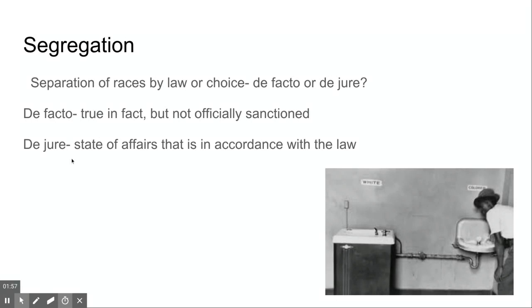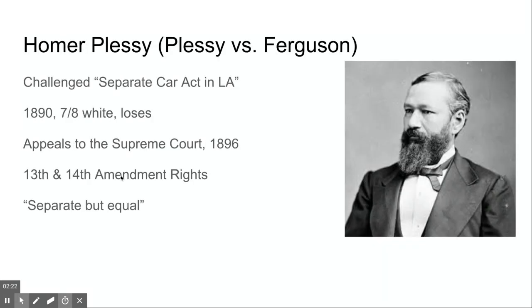De jure is a state of affairs that is in accordance with the law. So here we have a situation where you have segregation that is required by law, meaning the law tells you that you have to sit with certain people or cannot sit with others, that you have to use certain public facilities and can't use others. And currently, this is illegal, but in the time period we're studying, it was a part of Jim Crow and a part of the law.